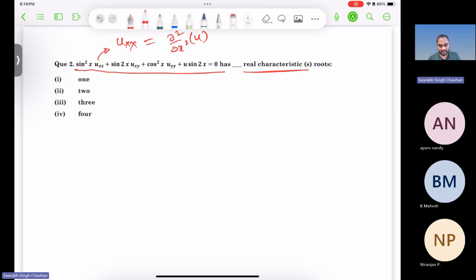So only one real characteristic root. Right. So first of all, we will have to write, for example, a uxx plus b uxy and so on, and then check the discriminant, b square minus 4ac, right?